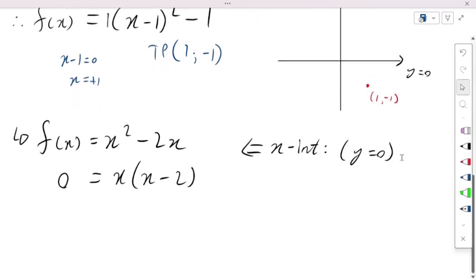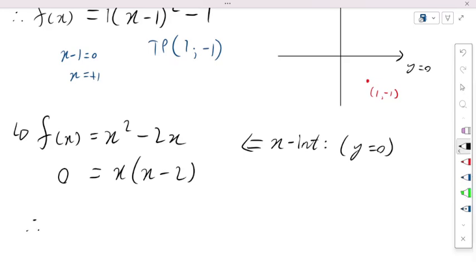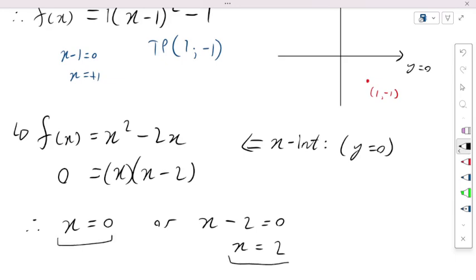Our outputs. And now we can say that we have this bracket, which is x is equal to 0, or x minus 2 equals 0, such that x will be equal to positive 2. So we have x equals 0 and x equals 2. And now we can plot the x-intercepts. So 1 will be here, let's say 2 is going to be somewhere here, and then 0 is obviously somewhere here. So we have something like this.